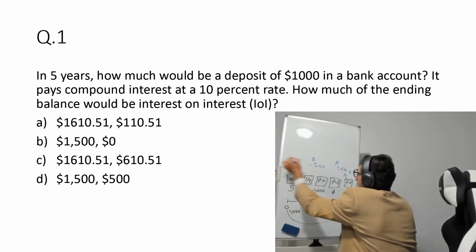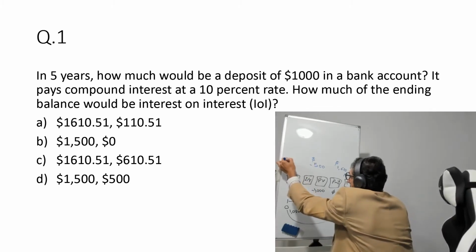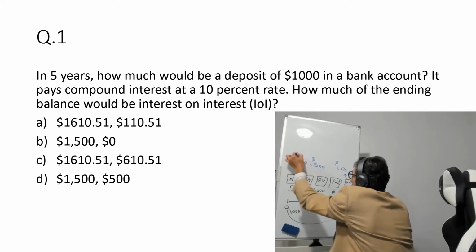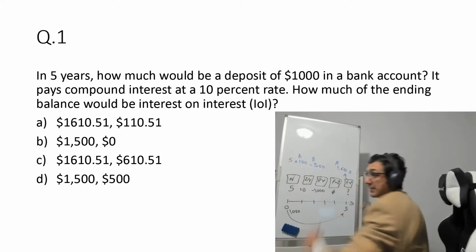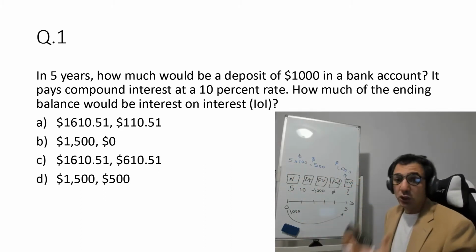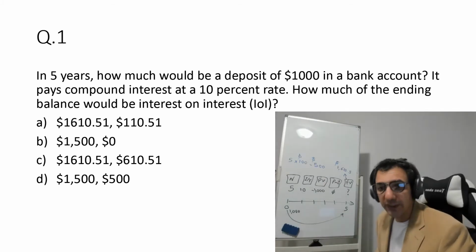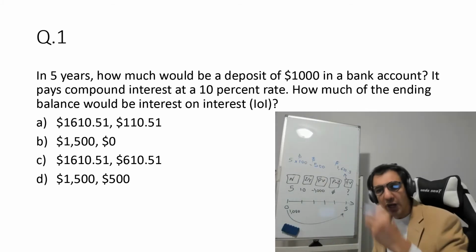Again, how did I get that? It's for 5 years, $100. This is the annual interest rate. This is after 5 years. So this is the interest. So this is just the interest on principal. That $500, that's your interest on principal.